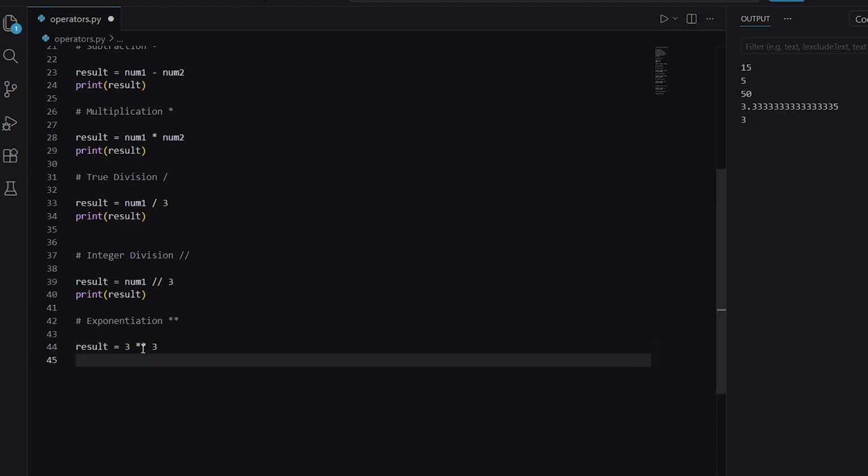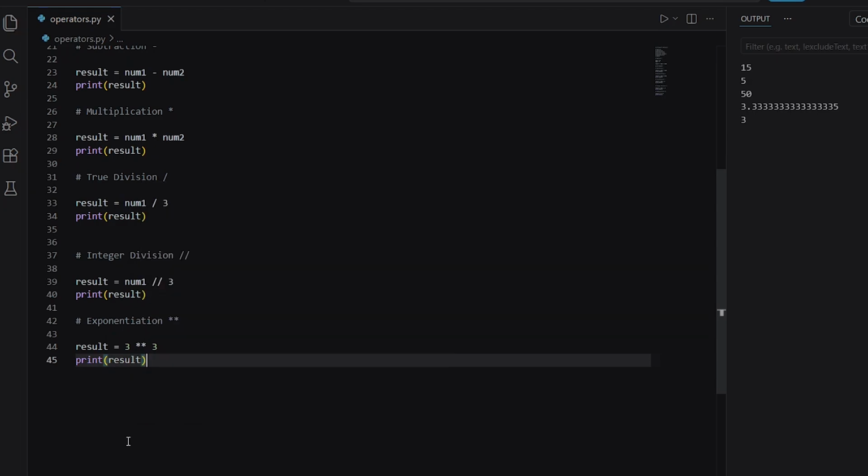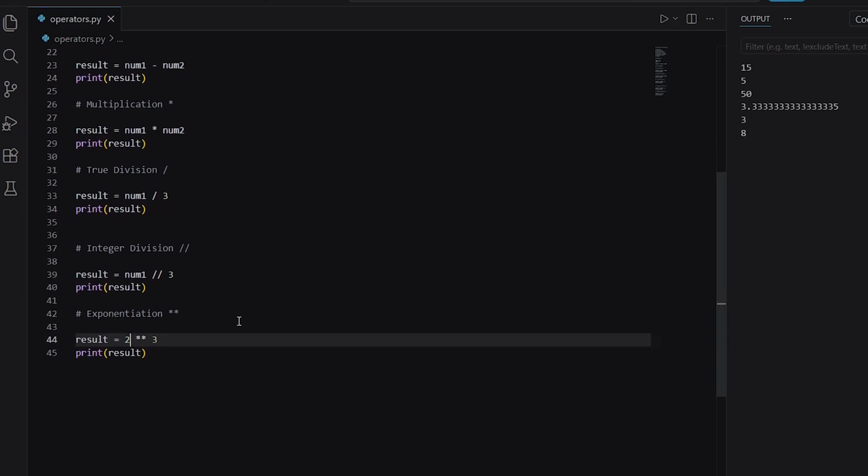So let's display the result. We have print result. And of course, I will run it, and we have 27. If I say 2 raised to power 3, 2 raised to power 3 should be 2 times 2 times 2, which is 8. And we'll run it. As you can see, we have 8. So this is for the exponentiation.